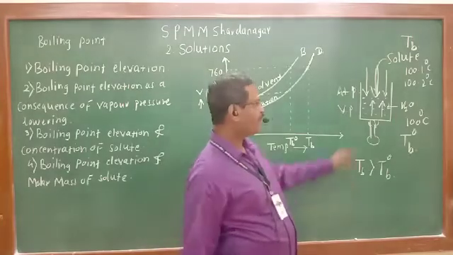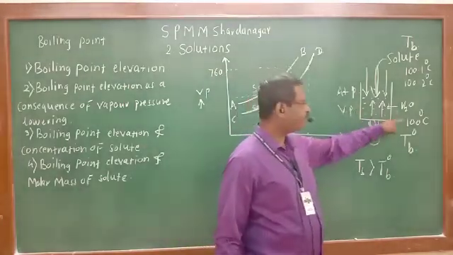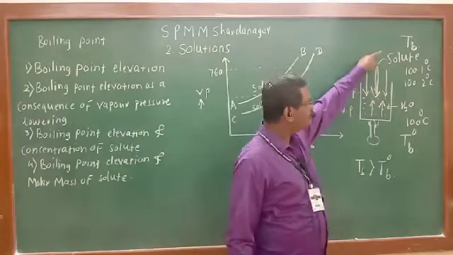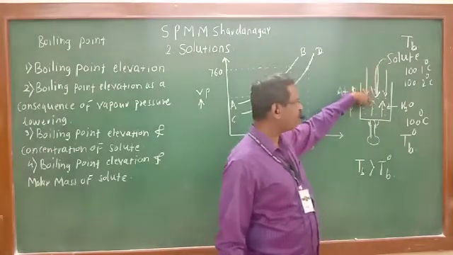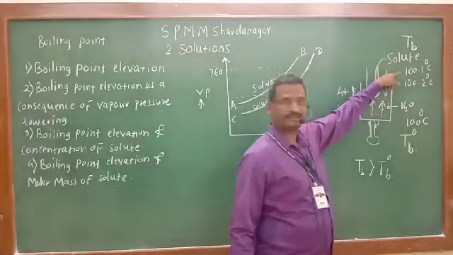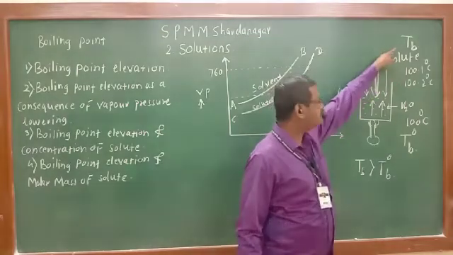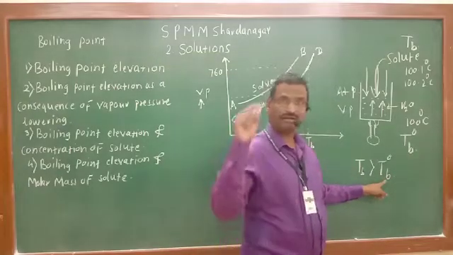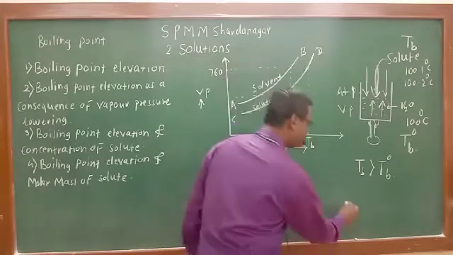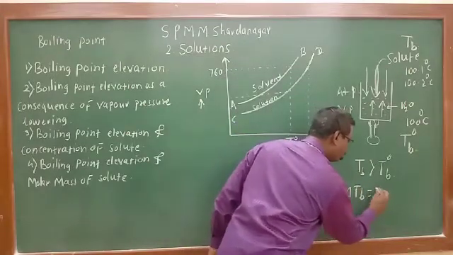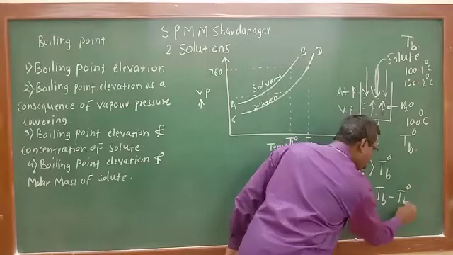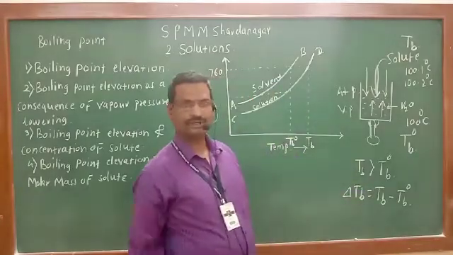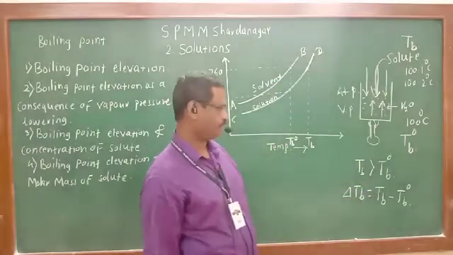If we consider a pure solvent, water, it has a boiling point of 100 degrees Celsius. Let us consider T0B. If some non-volatile, non-electrolyte solute is added to the solvent, its boiling point increases. Let that be TB. So TB is always greater than T0B. And that difference, delta TB, will be equal to TB minus T0B. This difference is known as elevation of boiling point.